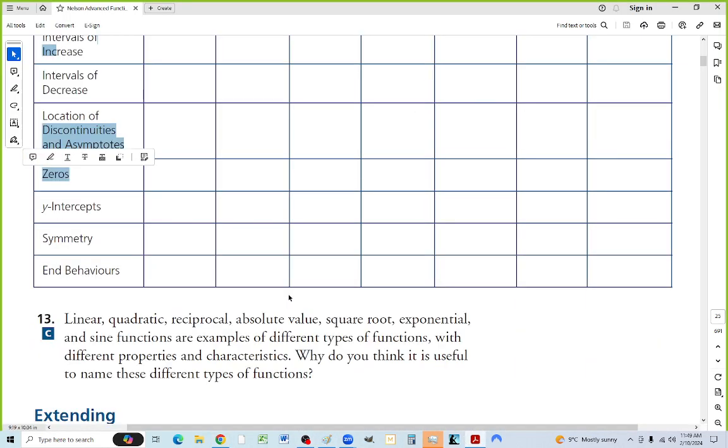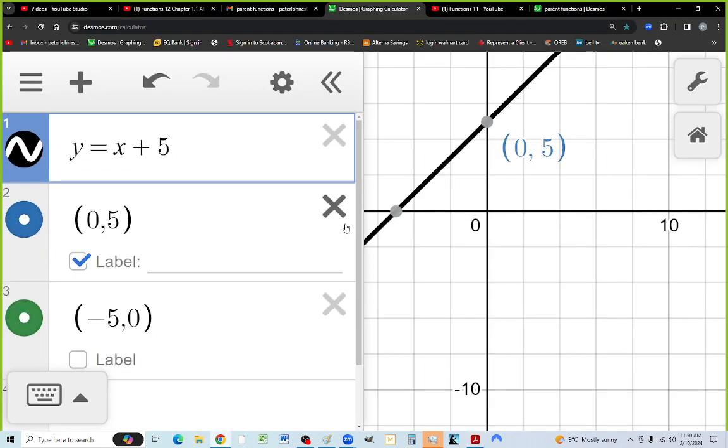Just don't worry, it all comes. Y-intercepts are the same thing as the zeros. Zeros mean when x is 0, and y-intercept, they mean when... sorry, hang on. Y-intercept is when x is 0, and zeros, I guess, is when y is 0. That's kind of a weird way to say it. It's easier just to think of zeros as when y is 0 and when x is 0.